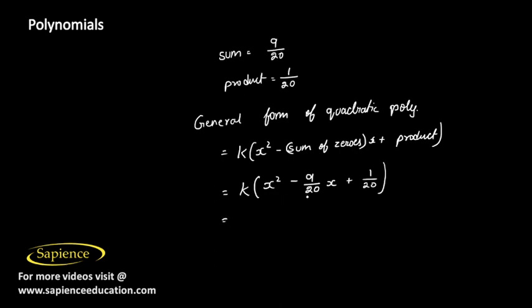Now we can multiply with 20 and divide by 20 outside. So k/20 into (x² − 9x + 1)... After this step, we are multiplying these three terms with 20 and outside we are dividing with 20. So this will be 20x² − 9x + 1. So k/20, constant by 20 will be another constant. So this divided by 20 can be omitted. So our final answer will be k(20x² − 9x + 1).